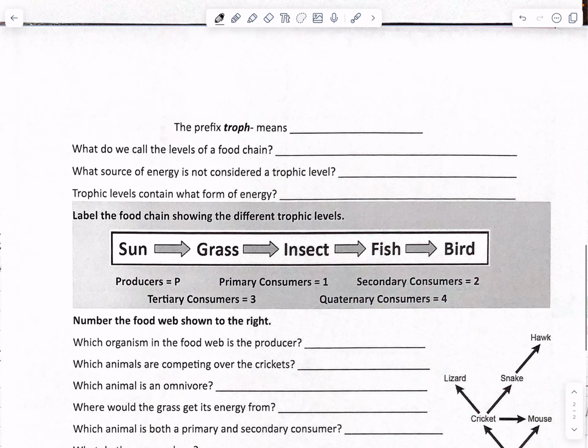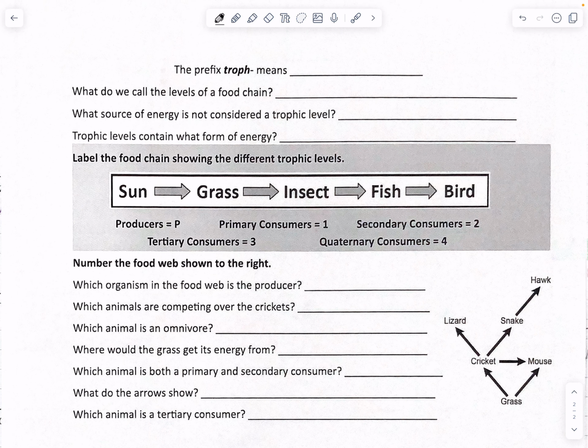Okay, so now we're on the back, and we are working with the word troph. So troph in biology means nutrition, so food in other words. And when we talk about the levels in a food chain, we talk about trophic levels. So the word trophic comes from the word troph. So in other words, a food web shows us all of the nutrition levels of a bunch of organisms that live close to each other and eat each other for food, pretty much.